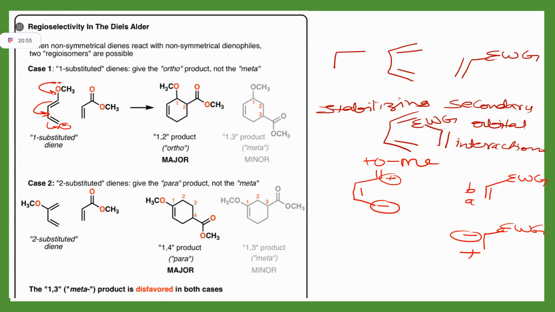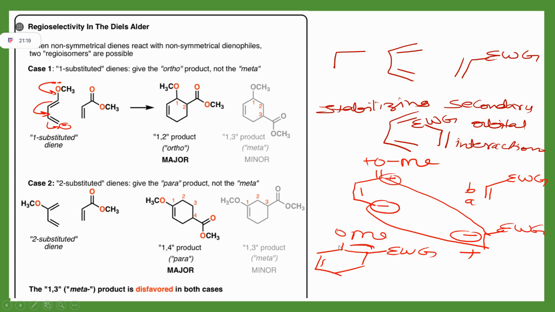So now you just have to connect these two, and this positive with this negative. Correct? That's why in regioselective terms, your OMe and this electron withdrawing group are 1,2 with respect to each other. Clear? Therefore, whenever you are drawing this Diels-Alder product, you are getting the 1,2 product as your major product. Clear?